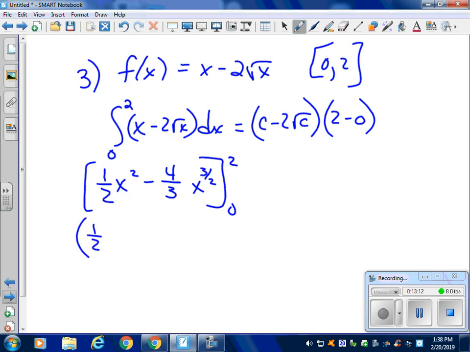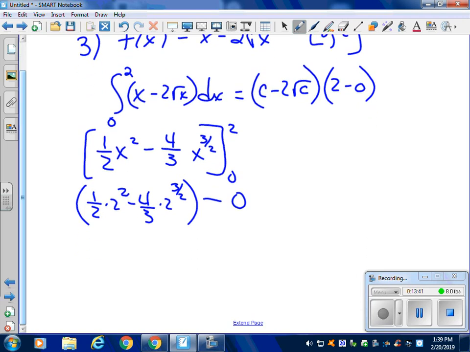So 1/2 times 2 squared minus 4/3 times 2 to the 3/2 power minus, what happens when you put 0 in there? Think it through. It's 0 because 0 times anything's 0 and 0 minus 0 is 0. So instead of wasting time putting a 0 in there, think the math through. Is there going to be anything left if you put 0 in there? If not, just write 0. So 2 squared is 4 times 1/2 is 2. Well, that part was easy.